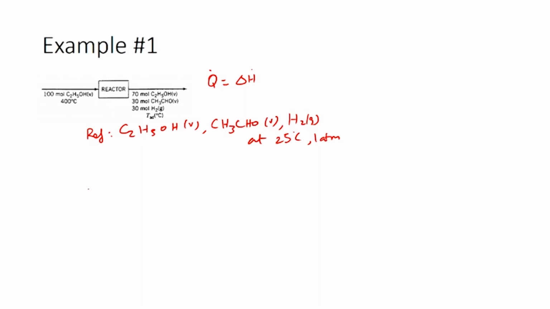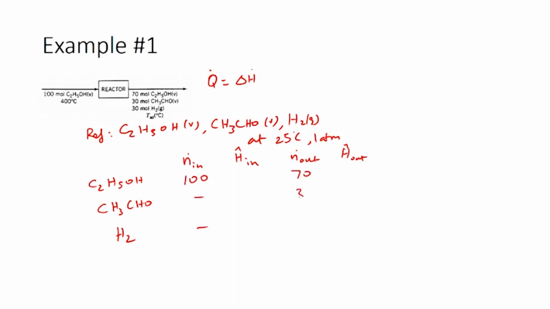So, let us build the table. You would have C2H5OH, CH3CHO and hydrogen. You have N in dot, H cap in, N out dot and H cap out. The number of moles of ethanol coming in is 100. You do not have acetaldehyde and hydrogen entering. You have 70 moles of ethanol leaving and 30 moles each of acetaldehyde and hydrogen leaving.